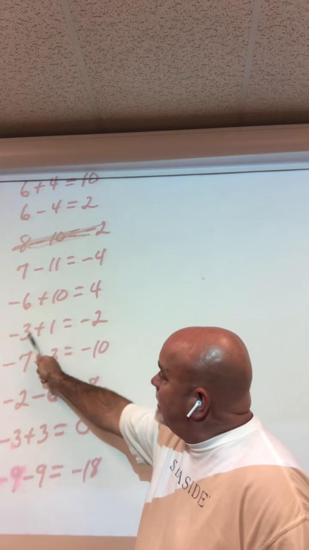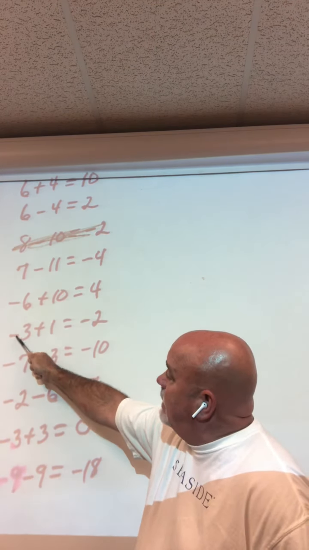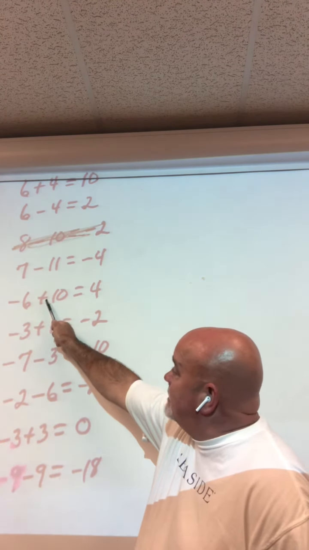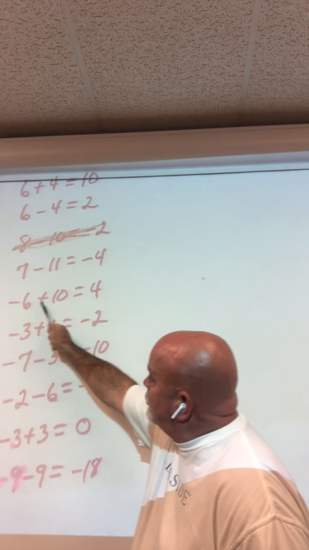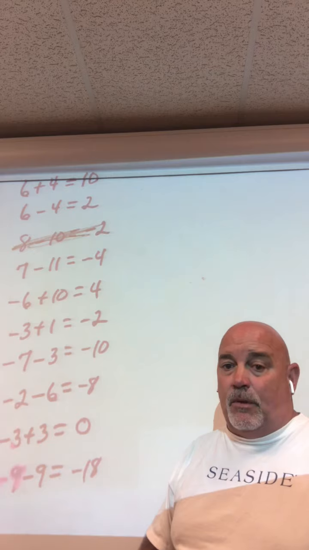So you subtract those two numbers, which is 2, but you take the sign of the largest number, which is the negative, because it's in front of the 3. Or right here, the signs are different. So you subtract the two numbers, which is 4, and you take the sign of the largest number.